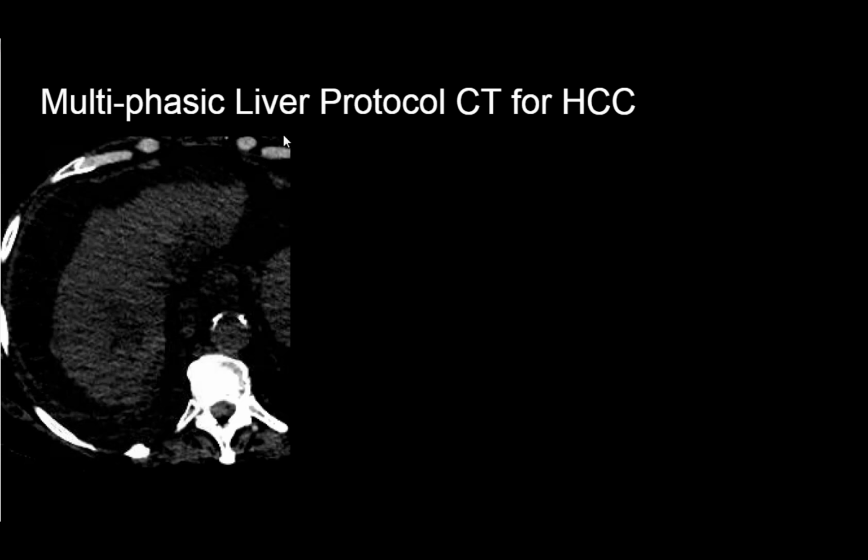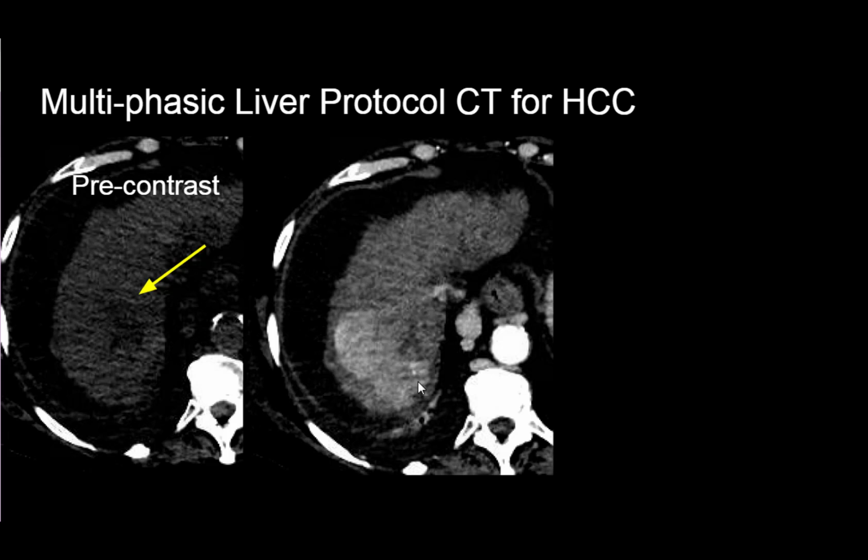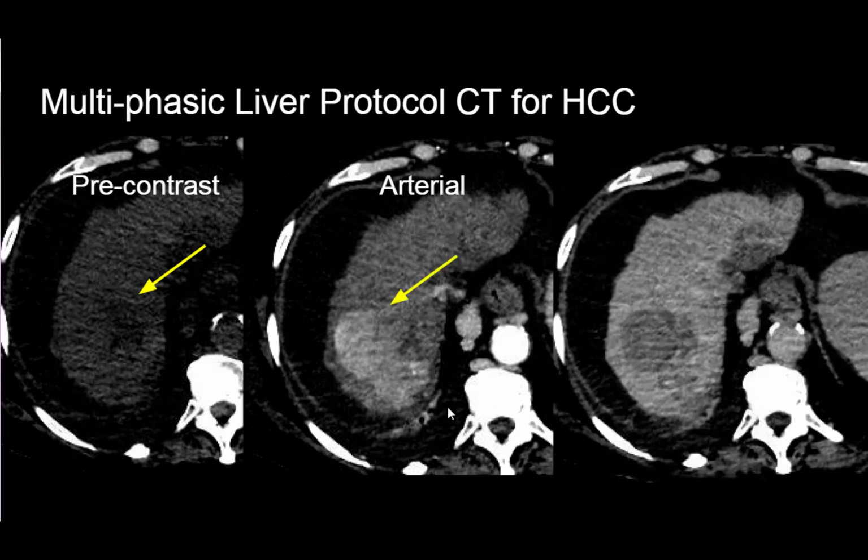With CT, we can do multiphasic studies. So here's one example of a multiphasic study looking specifically at a liver mass. So this is a pre-contrast, and we can scan the patient again on arterial phase, and we see this mass enhancing. And then on venous phase, we see this mass washing out. So this is diagnostic for HCC.